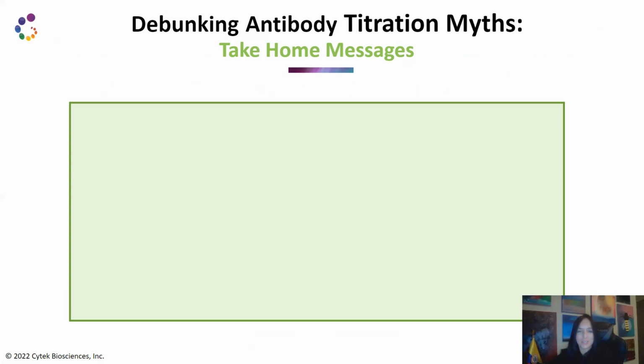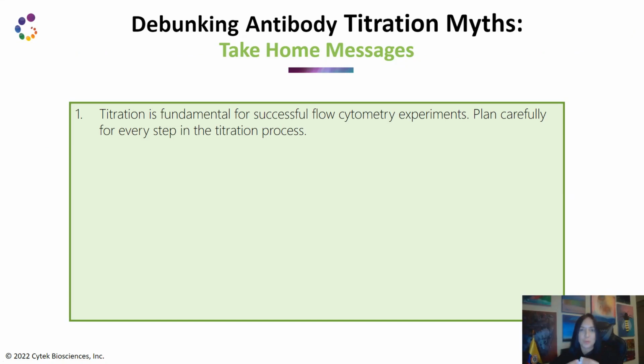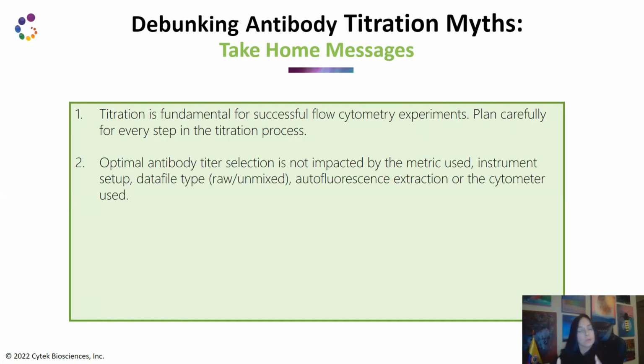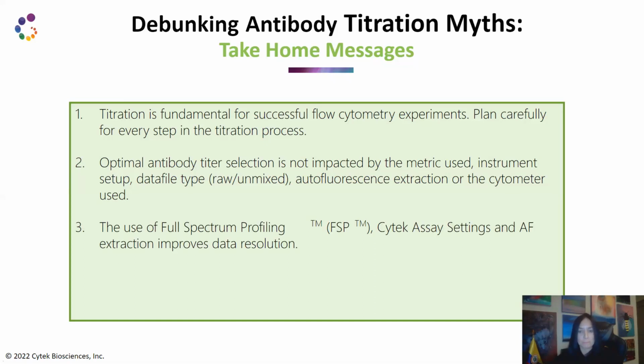Some take-home messages, starting with the fact, I hope this proves the point well, that titration is so fundamental for successful experiments in flow cytometry, and that you need to plan carefully every step of the titration process to have good results at the end. In terms of the conclusions from the testing, optimal antibody titer selection was not impacted by the metric that we use to calculate resolution, by the instrument setup going higher or lower, by the data file type, raw versus unmixed, by extracting autofluorescence, or by what instrument or which technology you're using.